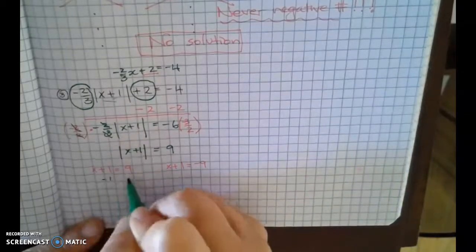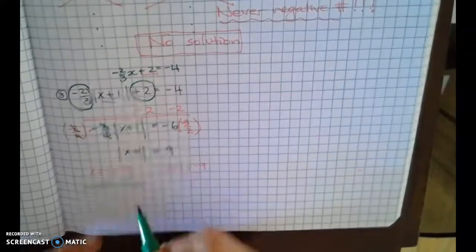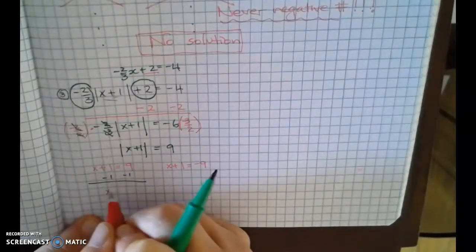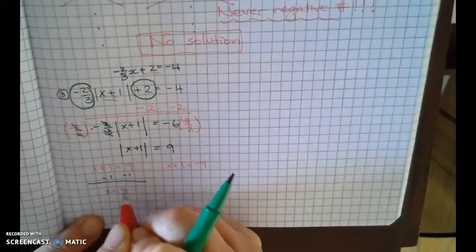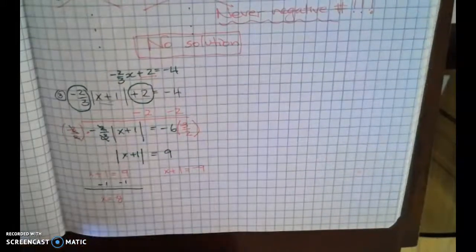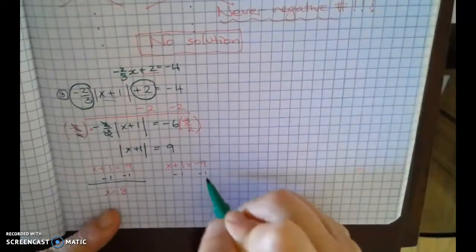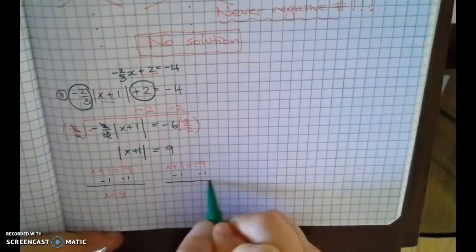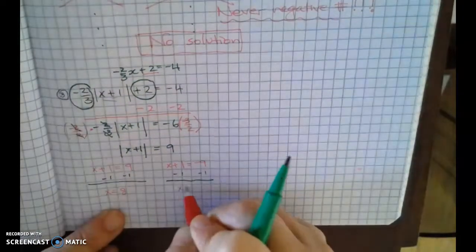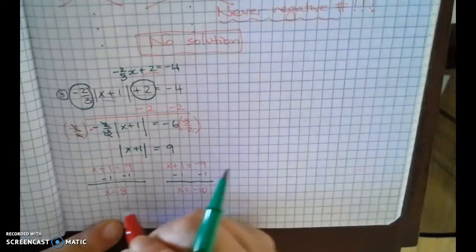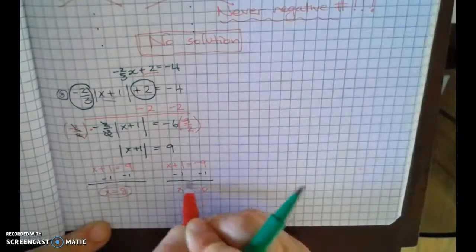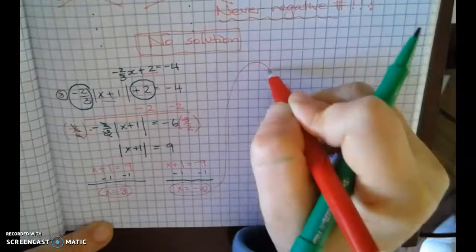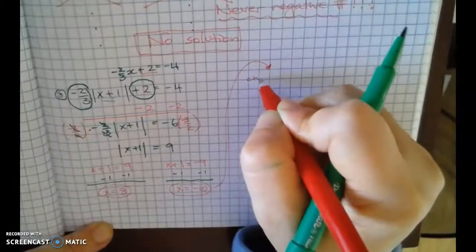Okay, then from here I am going to subtract 1 from both sides, and that leaves me with x is equal to 9 minus 1, which is 8. And again here I am going to subtract 1 from both sides, which leaves me with x equal to negative 10. So I have found my two solutions. So then I need to go through the checking.